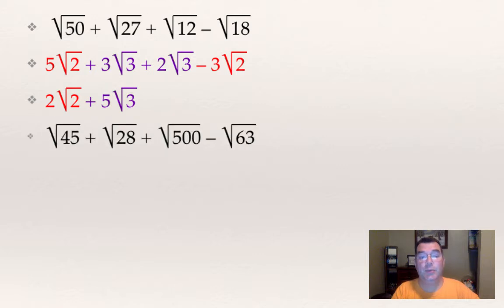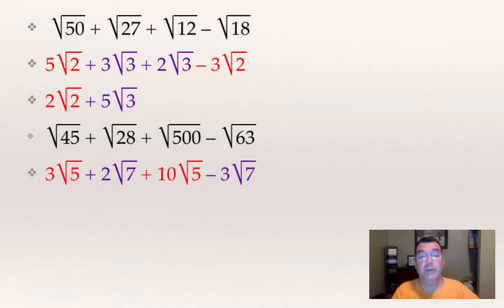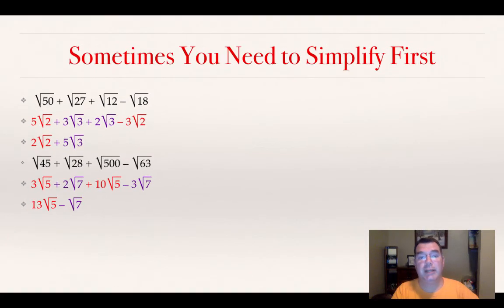Here's another example, root 45 plus root 28 plus root 500 minus root 63. I can simplify all of those to get 3 root 5 plus 2 root 7 plus 10 root 5 minus 3 root 7. Okay, and I can combine the root 5s to give 13 root 5, and I can combine the root 7s to give negative 1 root 7, which I can just write as negative root 7.